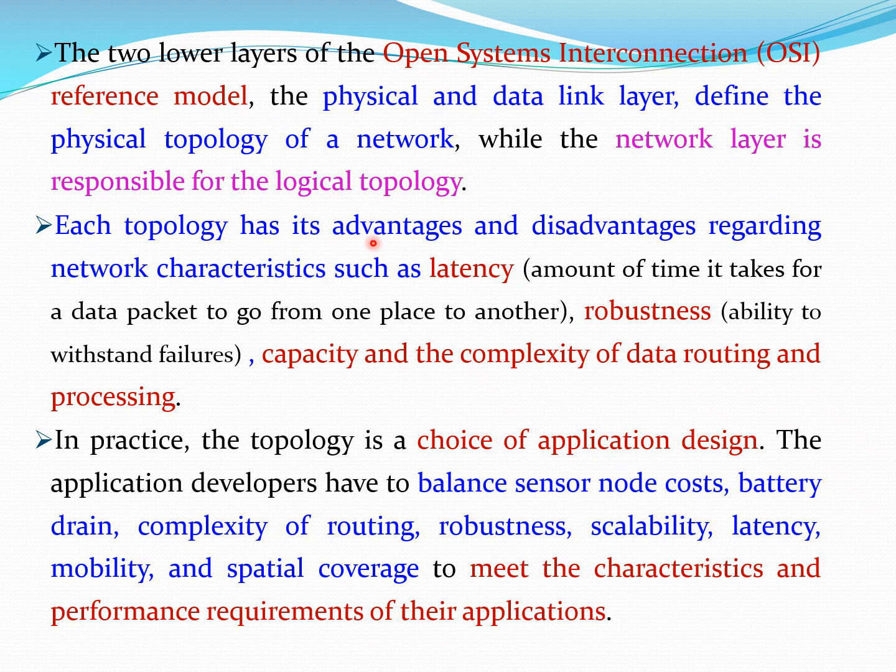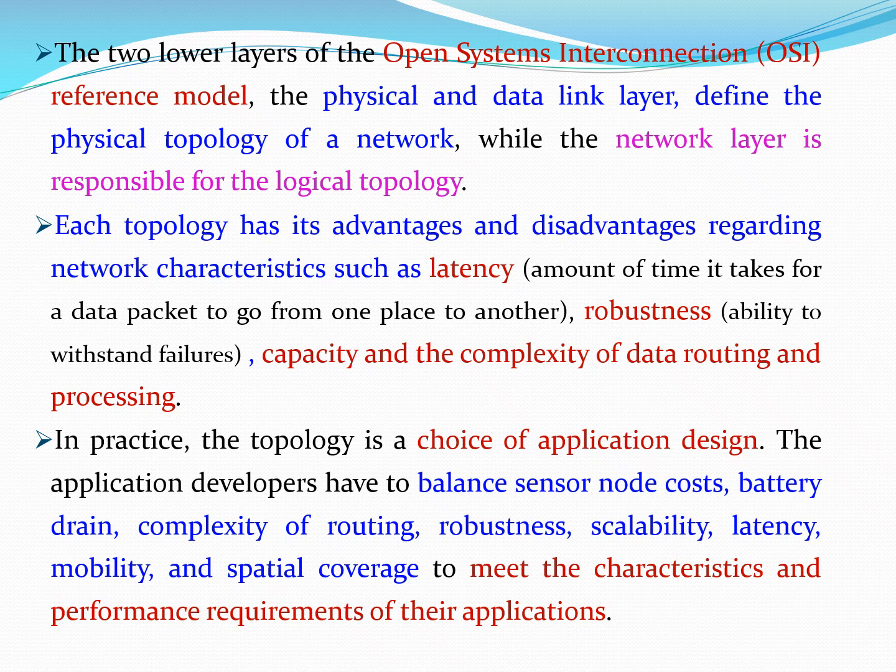Each topology has its own advantages and disadvantages regarding the network characteristics of a body area network, such as latency, robustness, capacity, and the complexity of data routing and processing. In practice, the topology is a choice of application design. The application developers have to balance sensor node cost, battery drain, complexity of routing, robustness, scalability, latency, mobility, and spatial coverage.